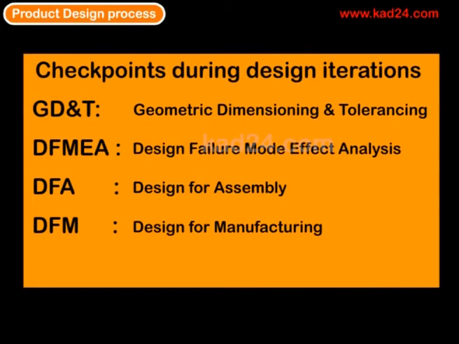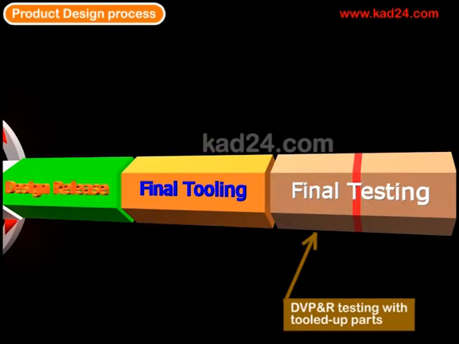Throughout the product design process, one has to take care of at least these 4 elements: GD&T, which is geometric dimensioning and tolerancing; DFMEA, design failure mode effect analysis; DFA, design for assembly, make sure it can be assembled; and DFM is design for manufacturing. So a closed loop consultation with the production people and the process people has to be done at every stage of the design process before it is released for tooling.